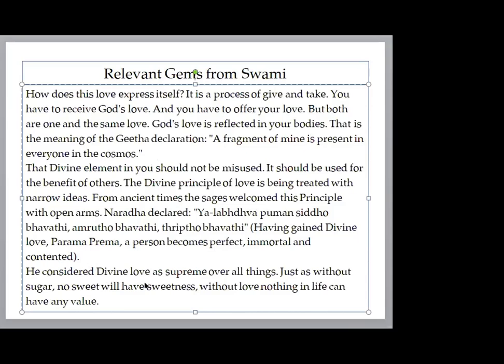He considered divine love as supreme over all things. Just as without sugar, no sweet will have sweetness, without love, nothing in life can have any value.